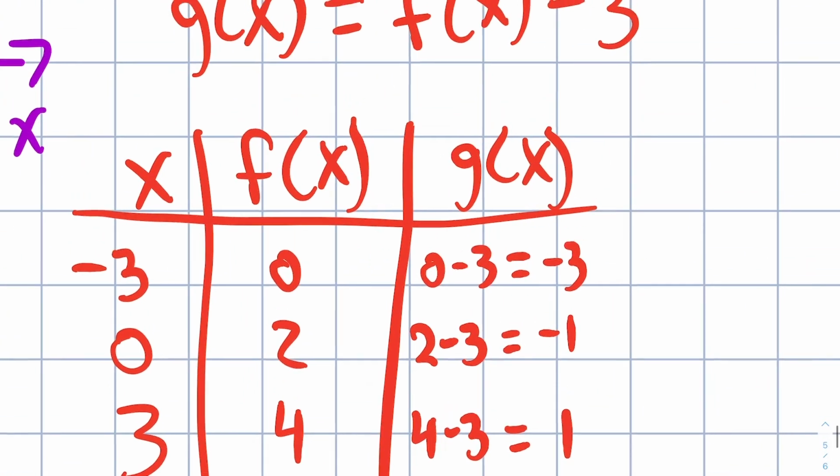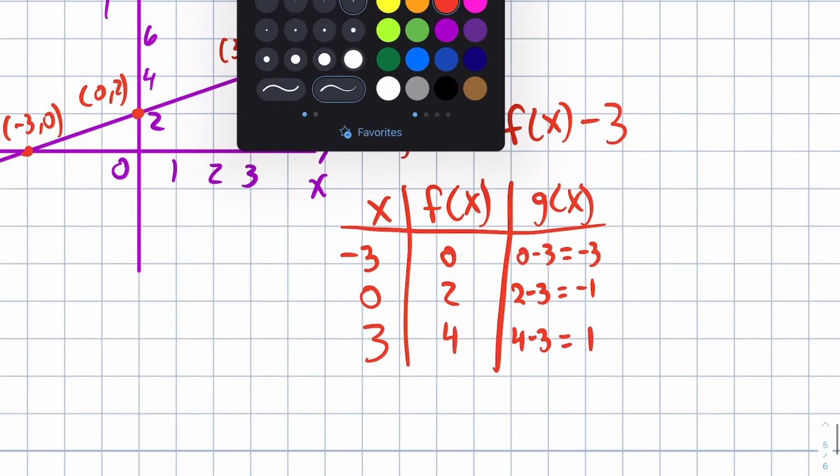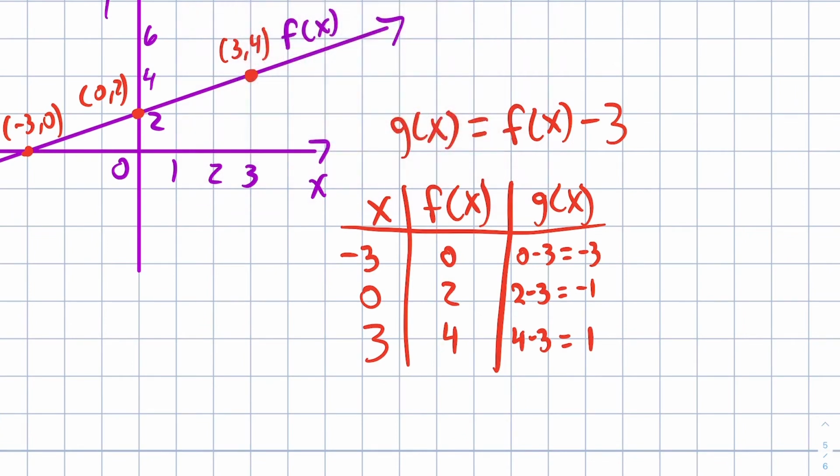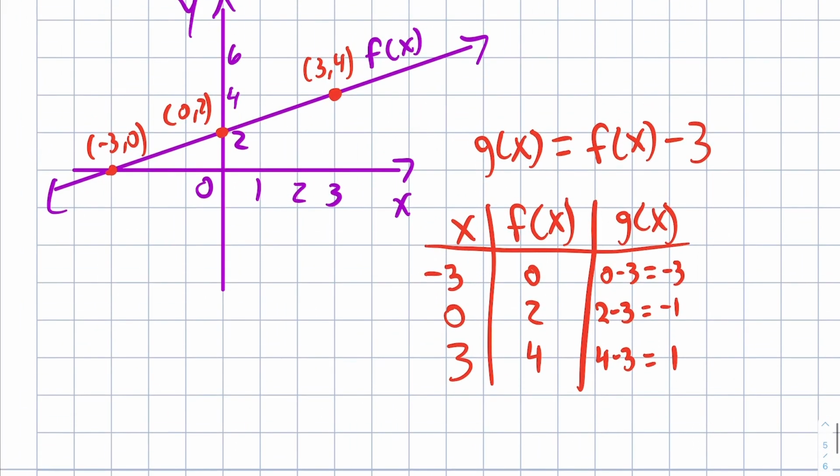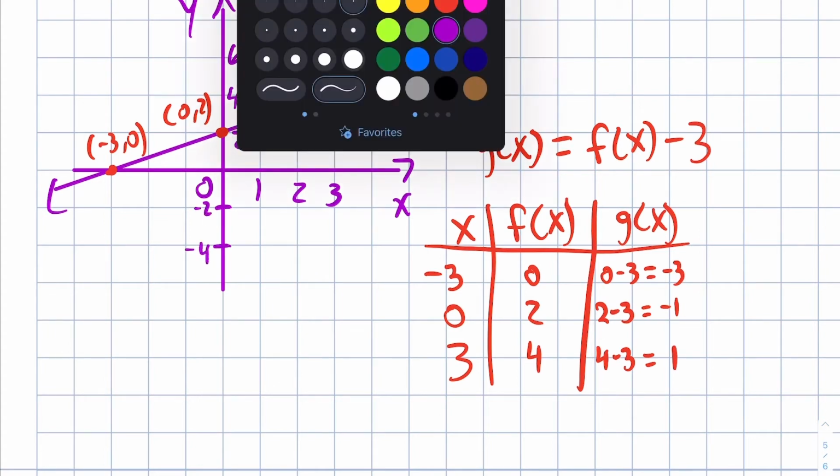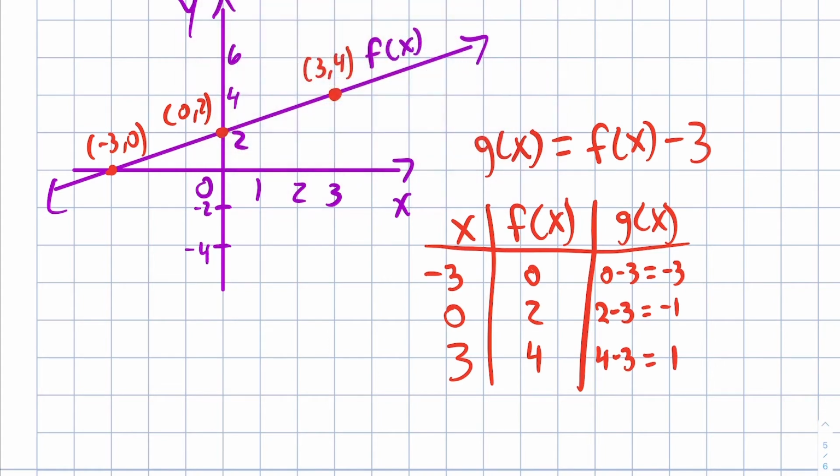So let's put those new dots in a different color, and that's going to give us the graph of g. Negative 3, negative 1, and 1. So (-3, -3). Let's see, we were counting by 2's. I'll use blue. (-3, -3), (0, -1), and 3 goes with 1.